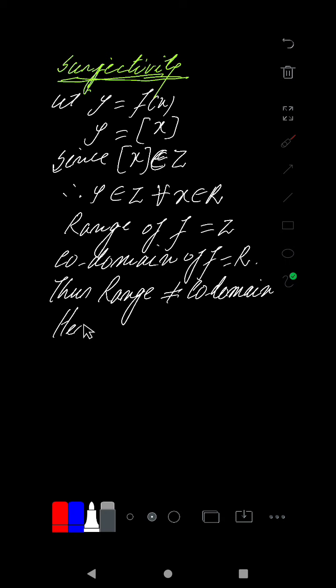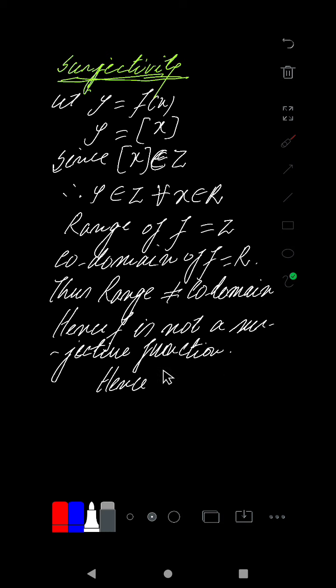Hence, f is not a surjective function. Hence, f is neither one-one nor onto.